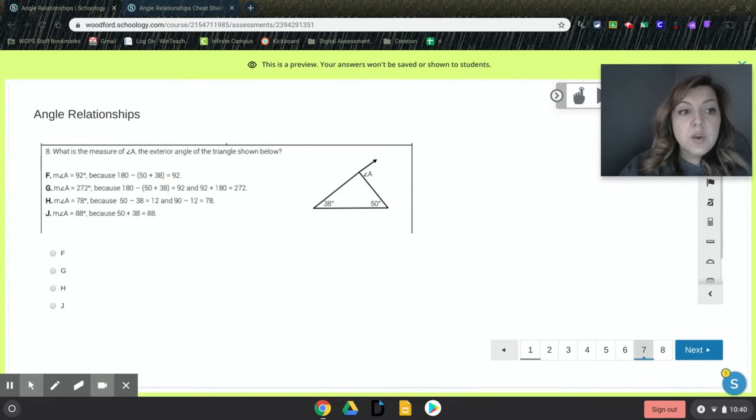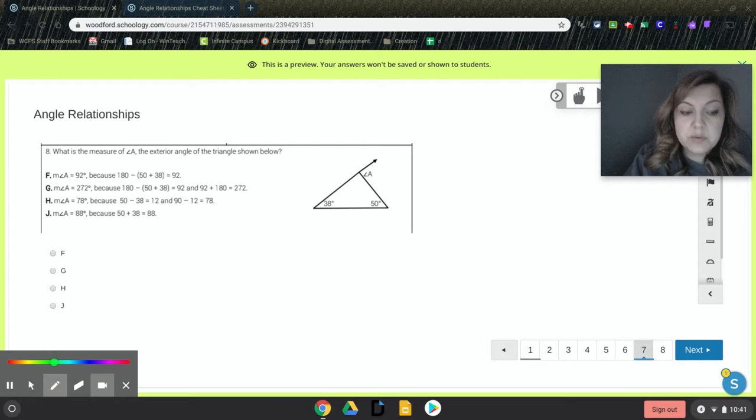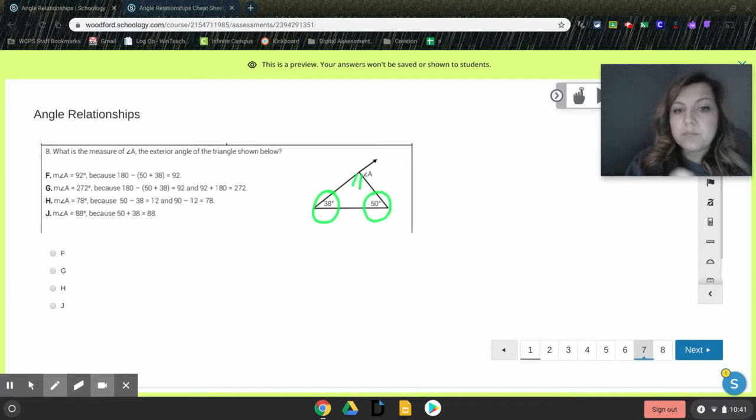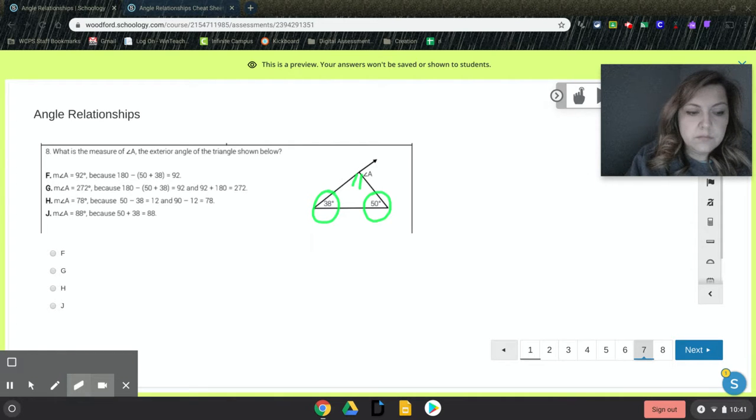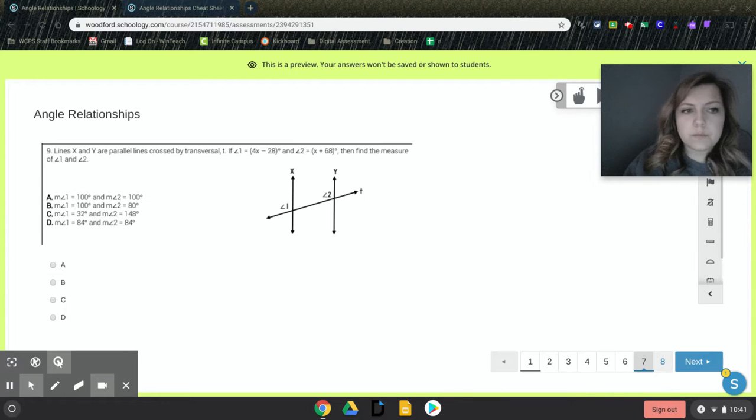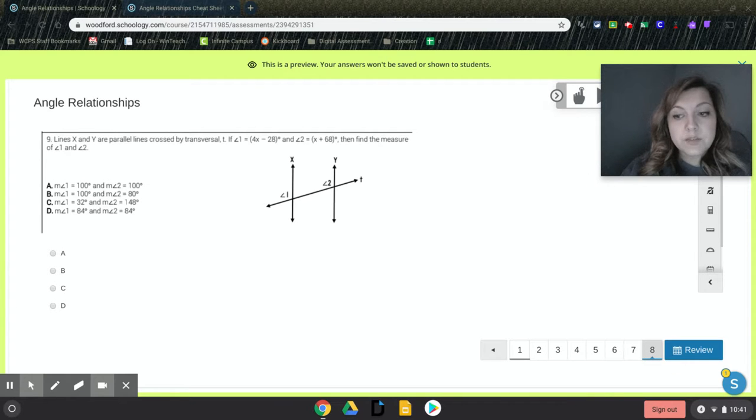Number 8. What is the measure of angle A, the exterior angle of the triangle below? Okay, so this one should be pretty quick for you guys because remember, the exterior angle theorem says that if I add the two remote interiors together, they will equal that exterior angle. All right, and then the last one.